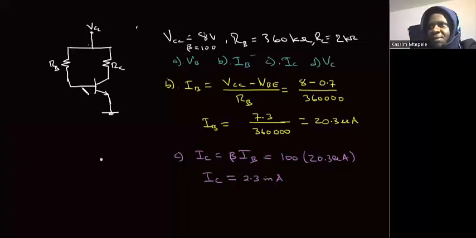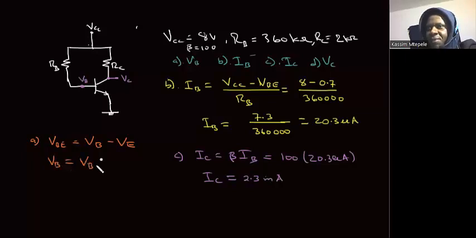Part A, we know that we are being asked for this voltage here. And part C, we are being asked for this voltage here. So if we go back to part A, we know that VBE equals VB minus VE. As we know here, VE is connected to the ground, so VE equals 0. This is to say VB equals VBE, which equals 0.7 volts.